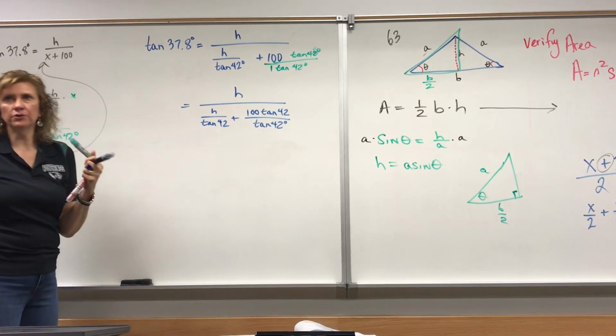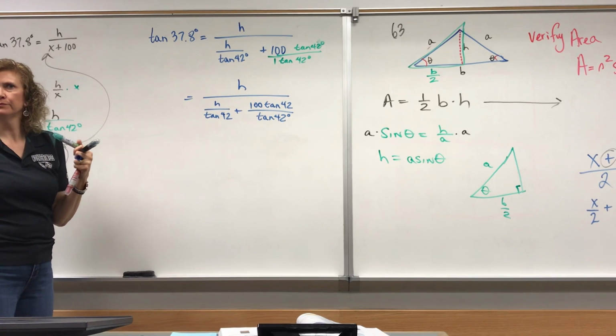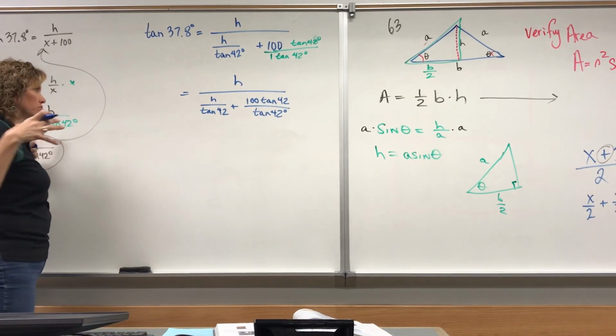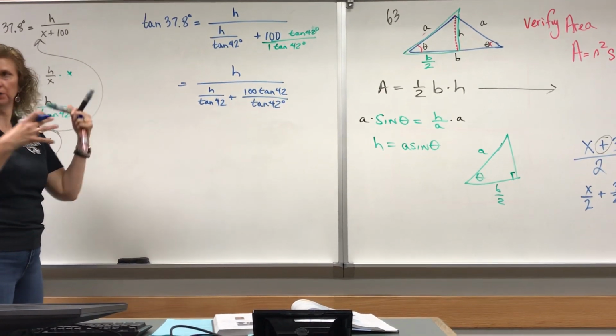Once you have a common denominator, what do you do when you add them together? Keep the denominator, add the numerator. Add the numerators and keep the denominator the same, right?